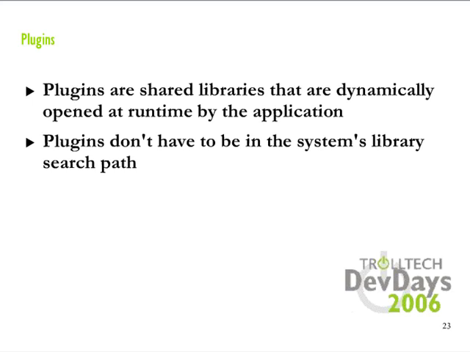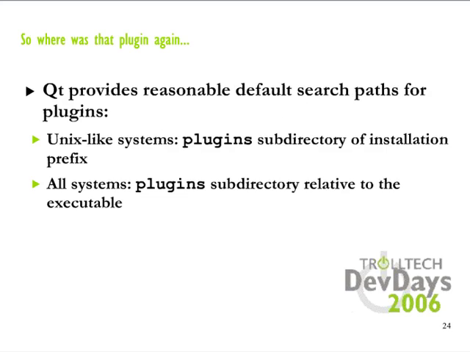So the plugins don't have to be in the system's library search path. Instead, they have to be somewhere where Qt can find them. So where was that thing again? Again, Qt provides reasonable defaults. On Unix-like systems, you can use the plugins subdirectory of your installation prefix. Usually you install into somewhere like /opt/mysoftware, and then you just add a plugins subdirectory there and dump all your plugins in there, and Qt will find them.